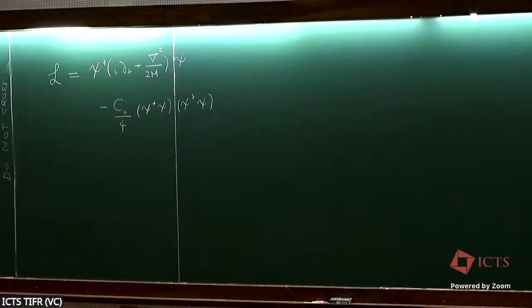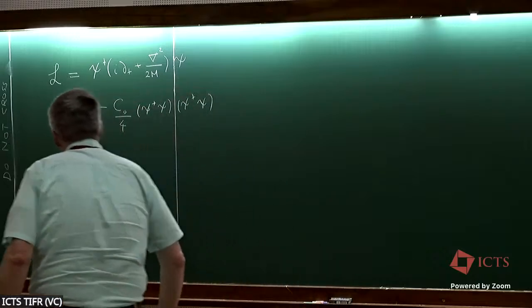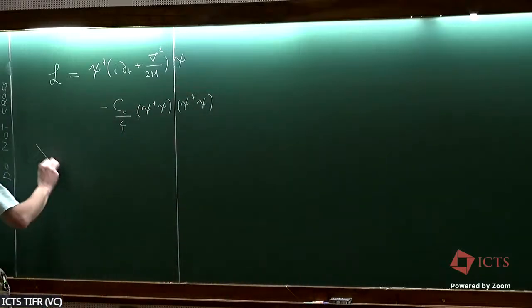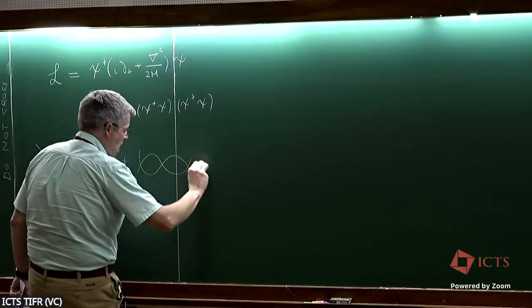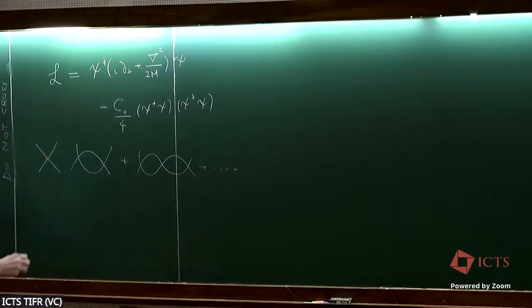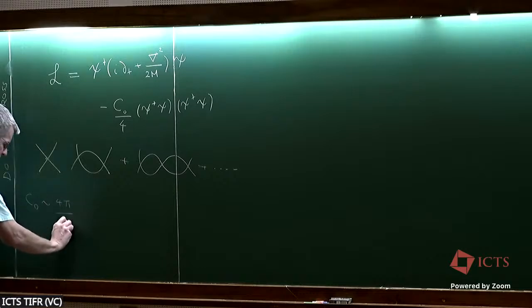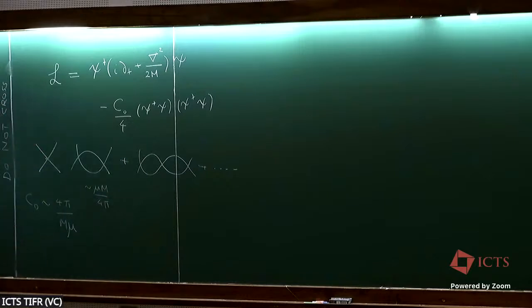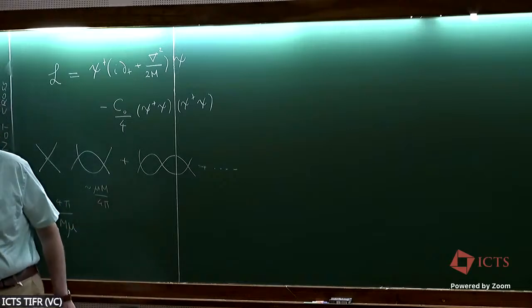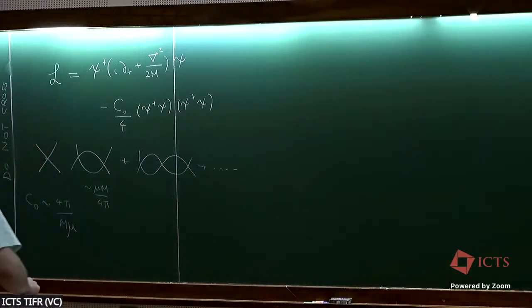And this morning, Professor Kaplan explained how to come up with a subtraction scheme, sometimes called PDS, in which every diagram in this series has the same order. Just to remind you of that counting, in this particular subtraction scheme, C0 scales like 4 pi over m times mu, and loops scale like mu, actually almost exactly the opposite. If you take the product of a loop and a C0, you get 1. It's designed this way, actually. So then all these graphs are the same size.